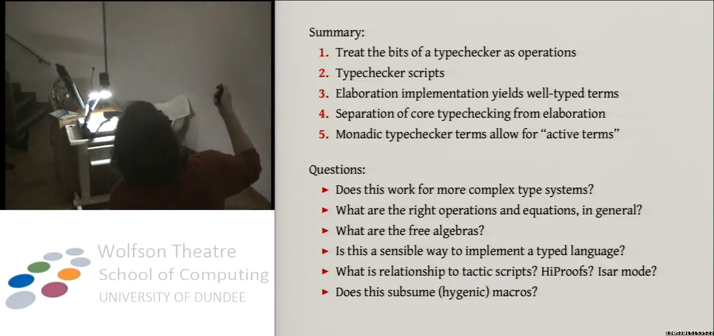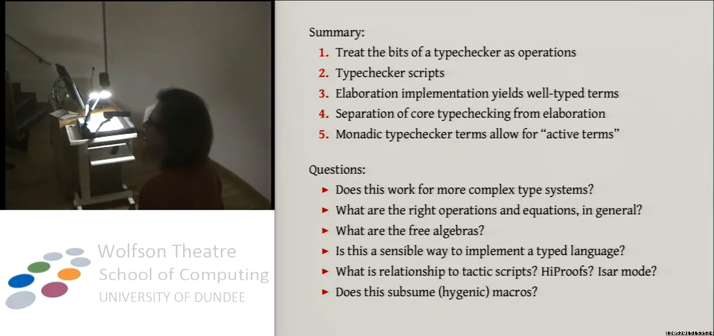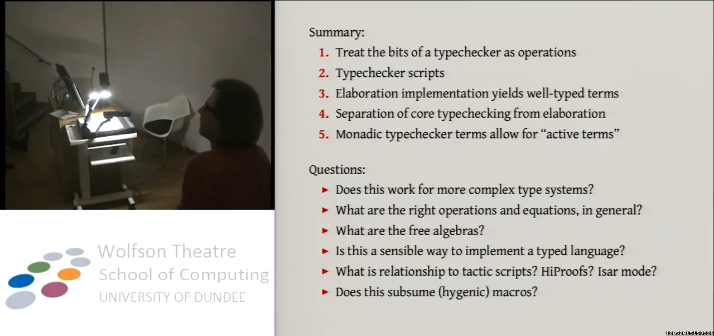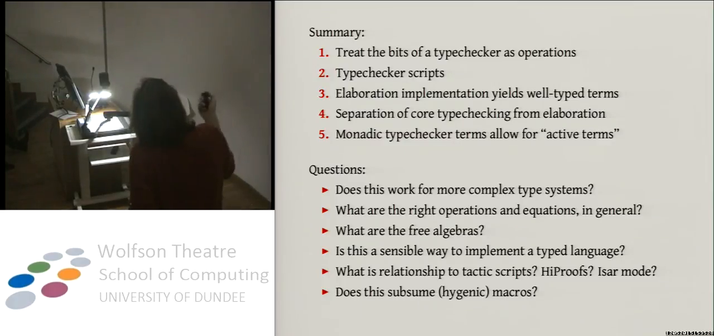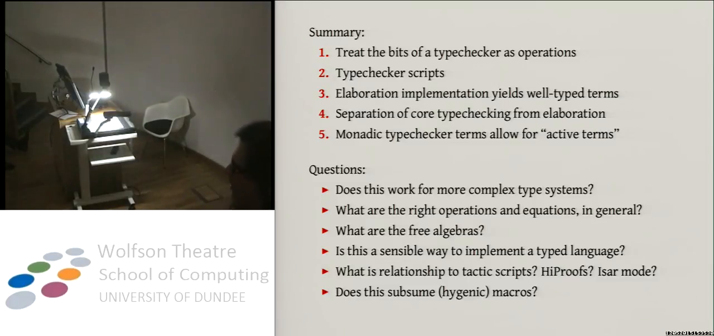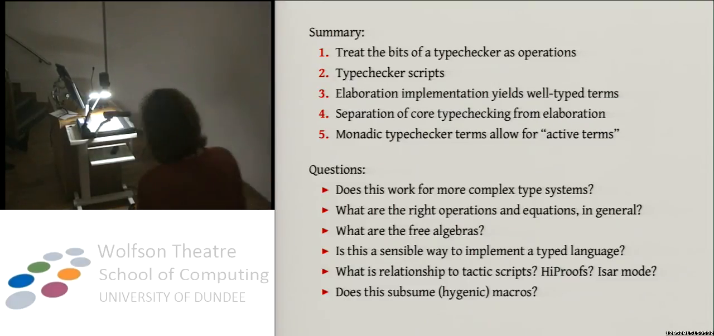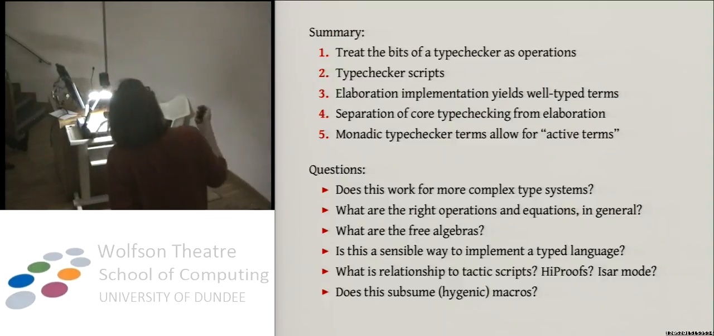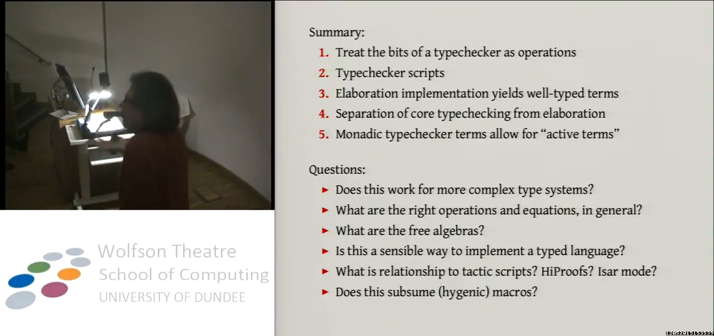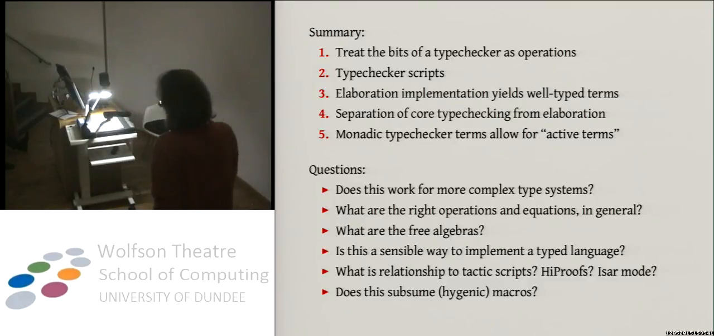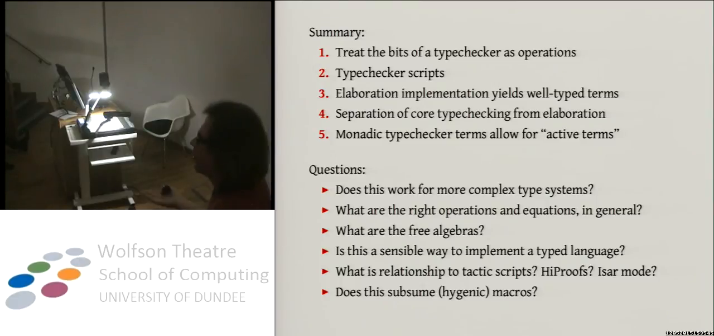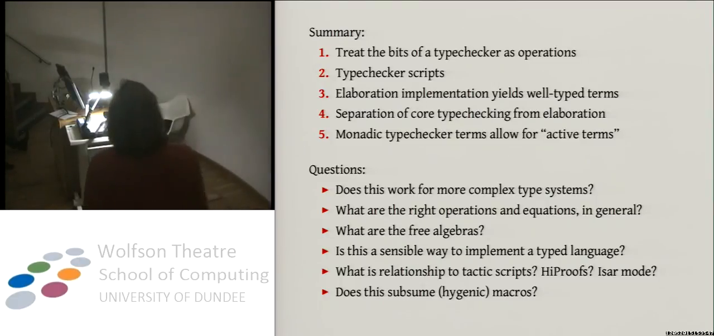I really don't know whether this works for more complex type systems. You might well say, well, this works for the simply typed lambda calculus, that's all very well, but does this work for anything which involves dependent types or polymorphic types or anything like that? I don't know. What are the right operations and equations in general? There's a theorem now that says that this is sound and complete for actual type checking, but are they the right ones you want to use for doing proof refactoring? What are the free algebras?